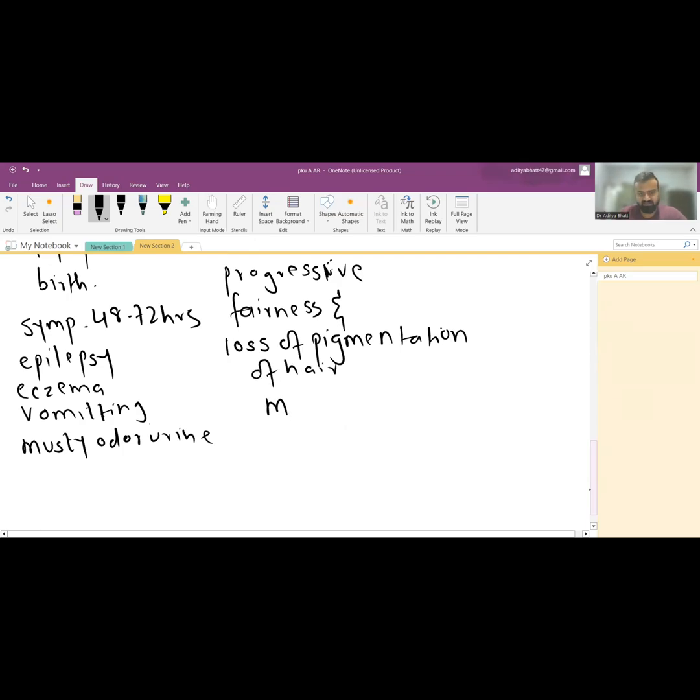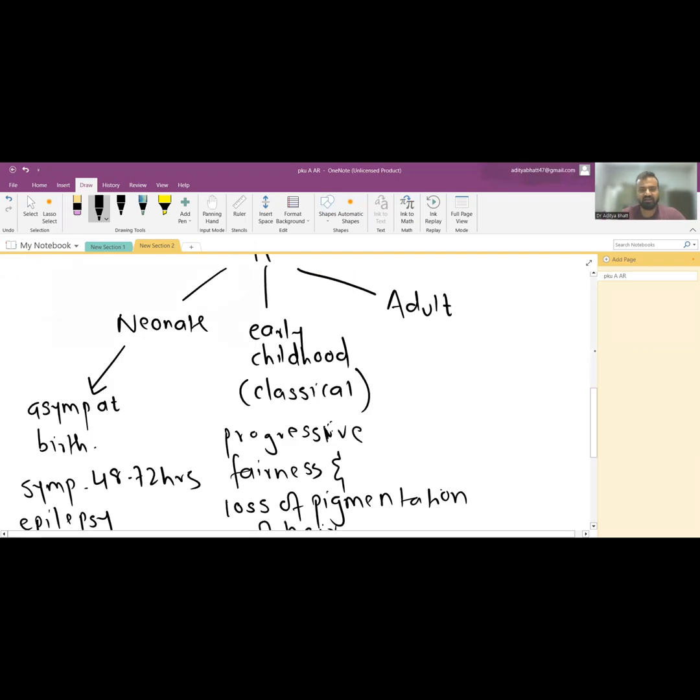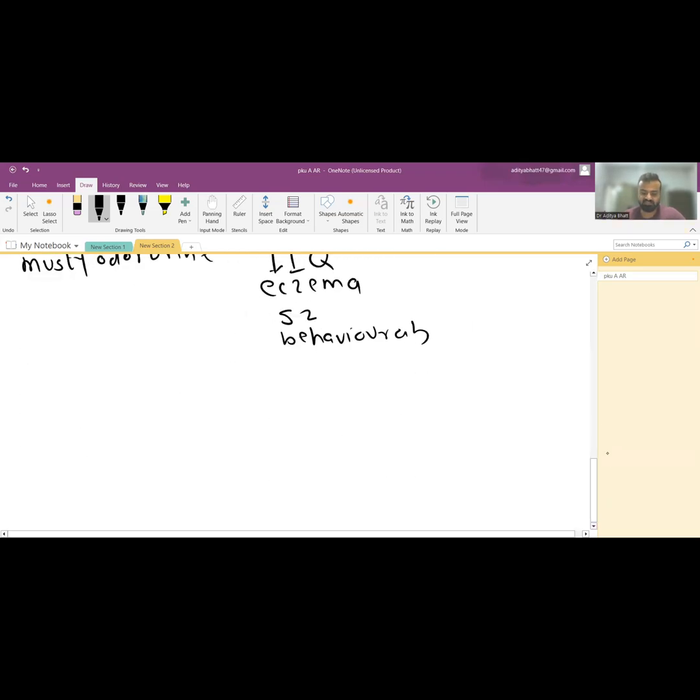There is microcephaly due to phenylalanine accumulation. There is decrease in IQ. There is intellectual delay. There is eczema. There are seizures and there are behavioral abnormalities. All these clinical features are there, and in adults nearly similar clinical features are there, plus psychiatric components, a psychiatric behavioral abnormality associated with the patients. So this is very, very important, that these are the clinical features of phenylketonuria, and that you have to understand.